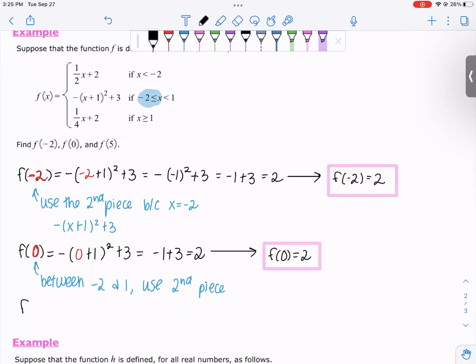For f of 5, 5 is greater than 1. So the x value 5 is greater than 1, and that means that I'm using this last portion down here.